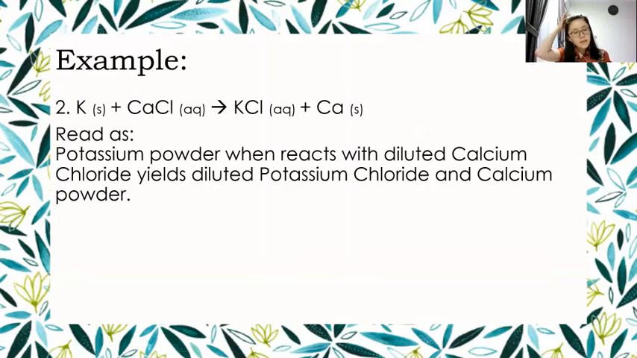As this equation is already balanced, like one K atom there, one K atom there, and one calcium atom there, one calcium atom there, one chlorine atom, and one chlorine atom, so it's balanced. We don't need to balance it.